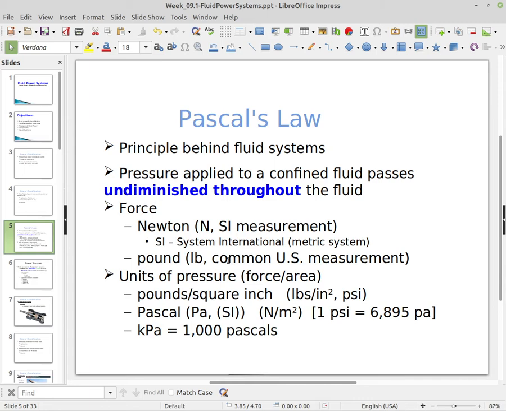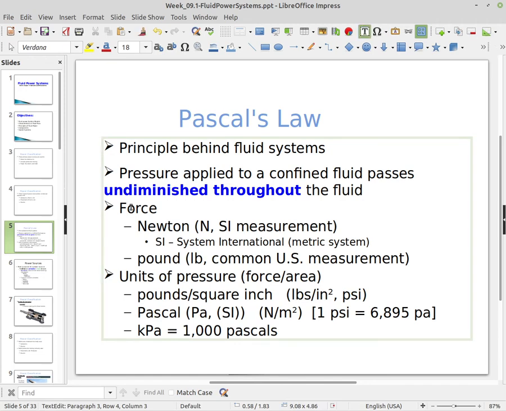Alright, so for hydraulics we have Pascal's law. Pascal's law is the principle behind fluid systems, and it basically states that pressure applied to a confined fluid passes undiminished throughout the fluid, so that we have the same pressure anywhere within the fluid. Given that, we can determine the force.